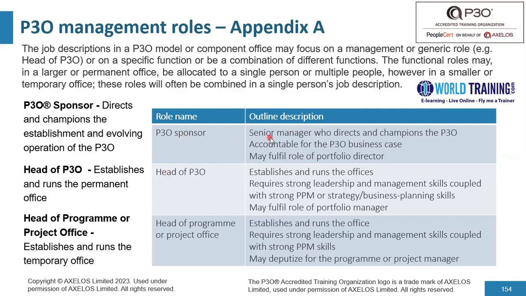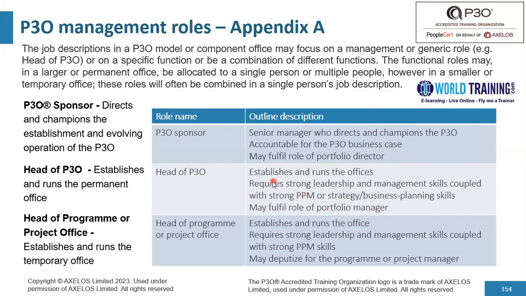Now, here we've got some additional descriptions for each of the roles. The P3O sponsor should be a senior manager who directs and champions the P3O, should be accountable for the P3O business case, and may fulfill the role of a portfolio director. Oftentimes, in a lot of organizations, the position of a P3O sponsor is given the title of a portfolio director, whereas the head of P3O is given the title of, or fulfills the role of, a portfolio manager.